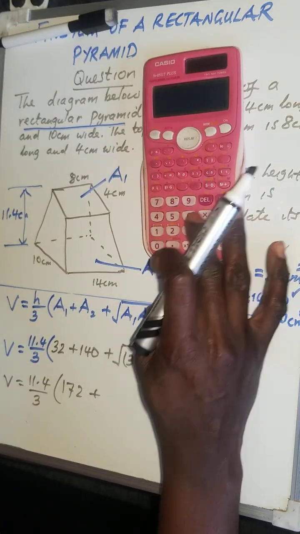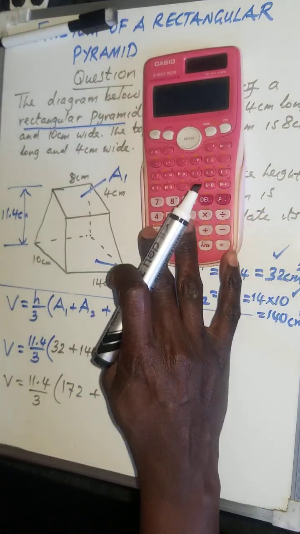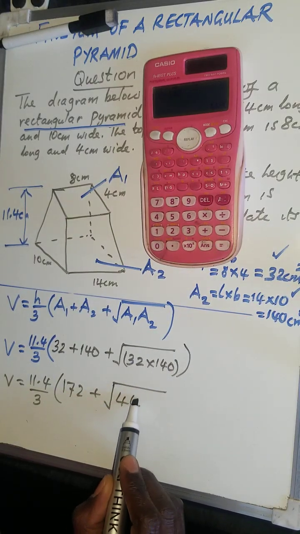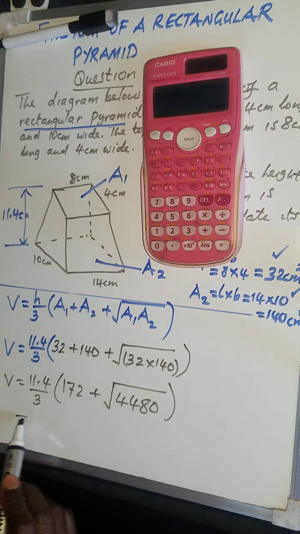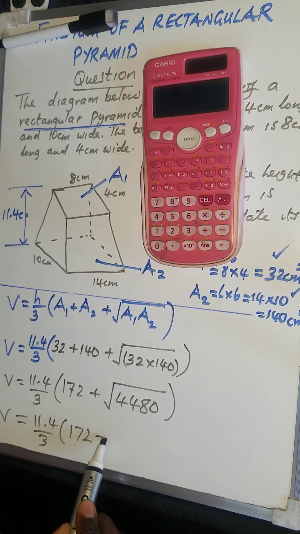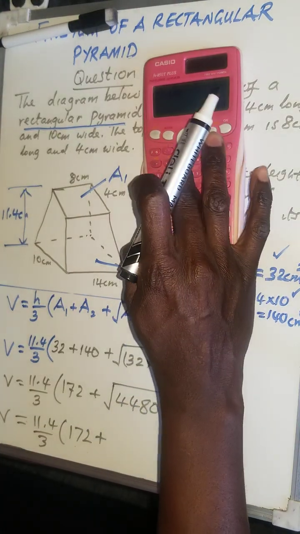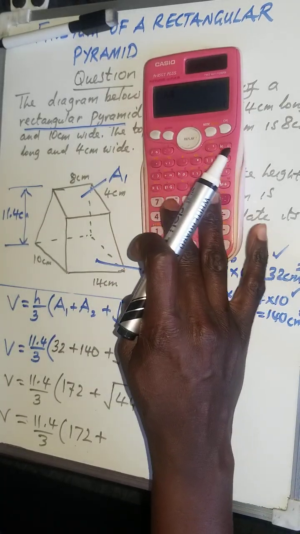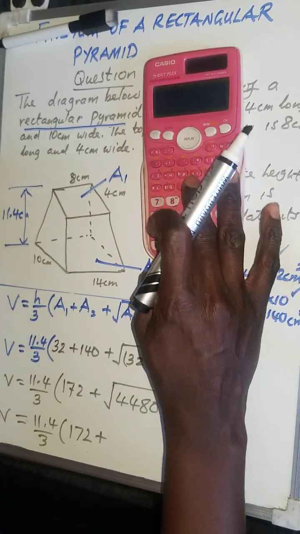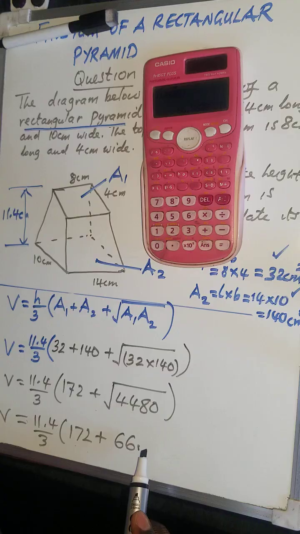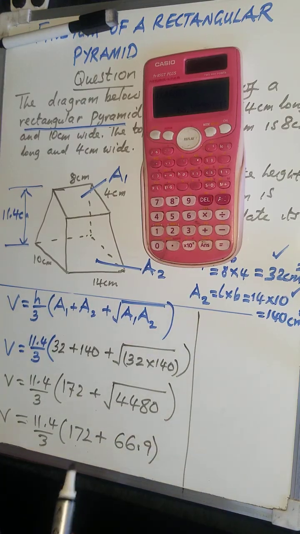When you multiply 32 times 140, it is simply giving us 4,480. Then what next do we need to do? So it is 11.4 over 3, that is 172 plus. We find the square root of that. So we are getting the square root of 4,480. What will the square root give us? In this case, to 3 significant figures, I'll just leave it at 66.9, right? So we can add that.